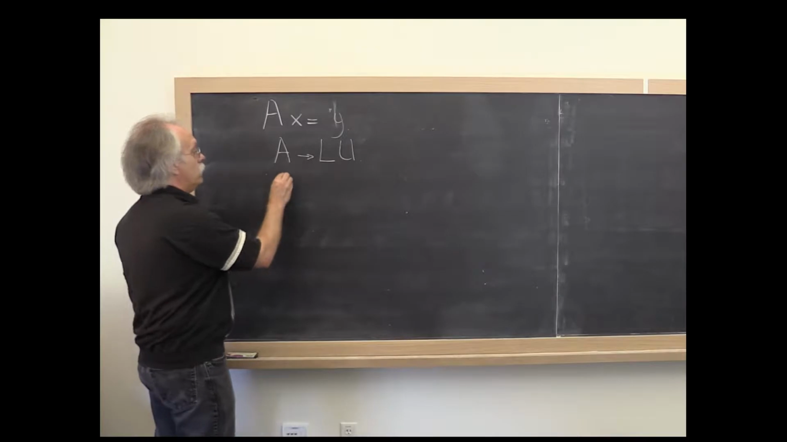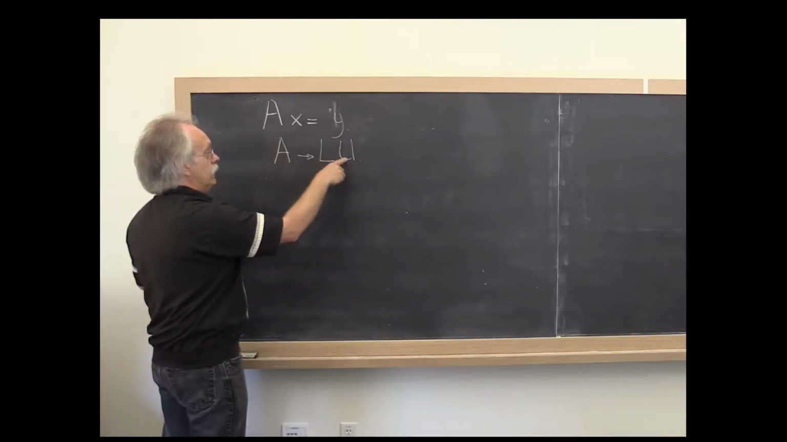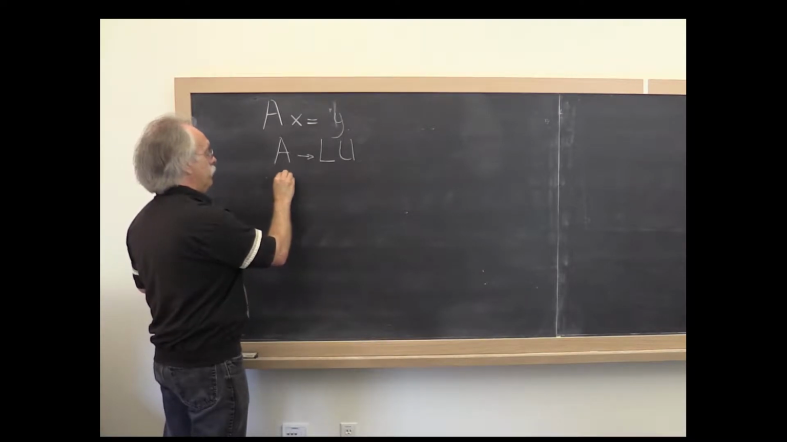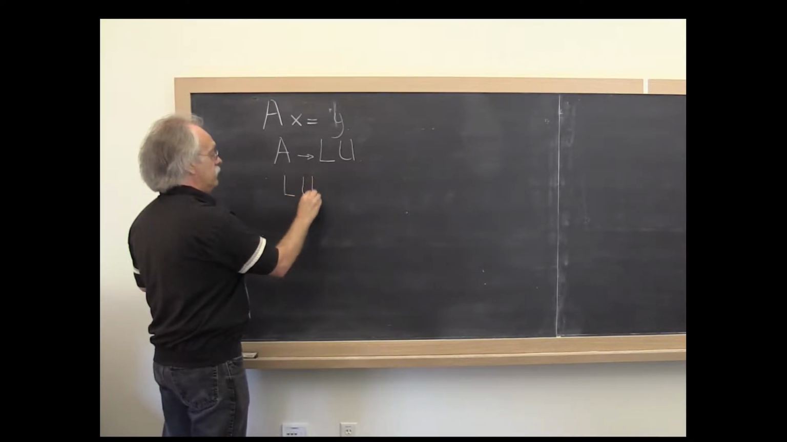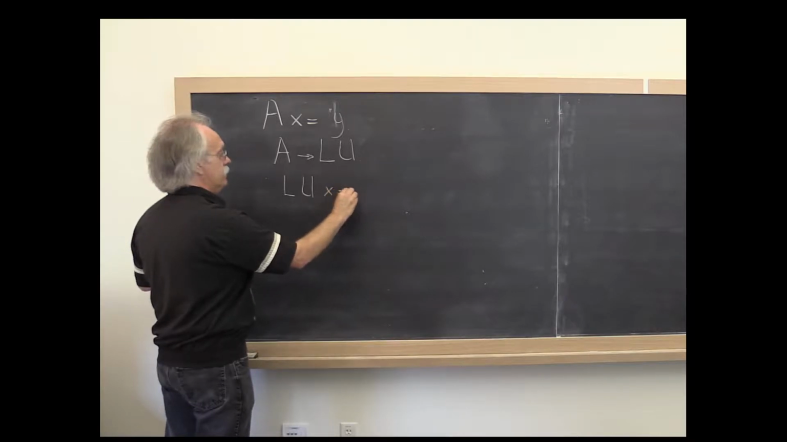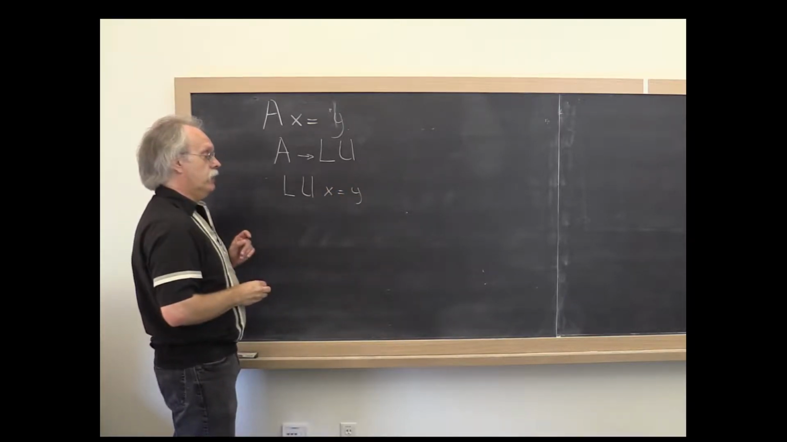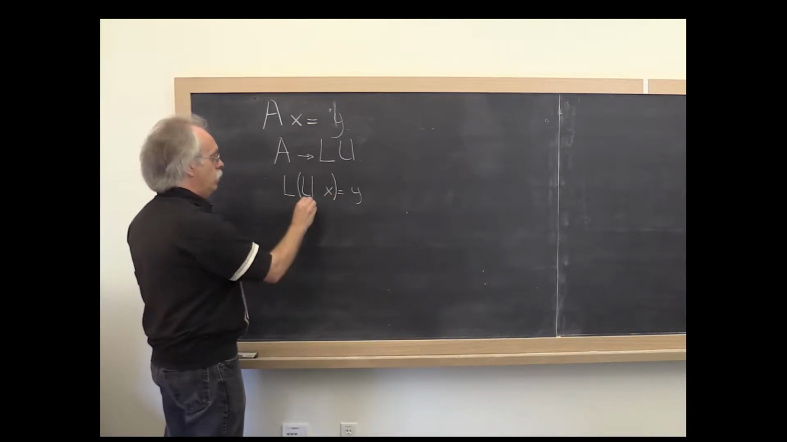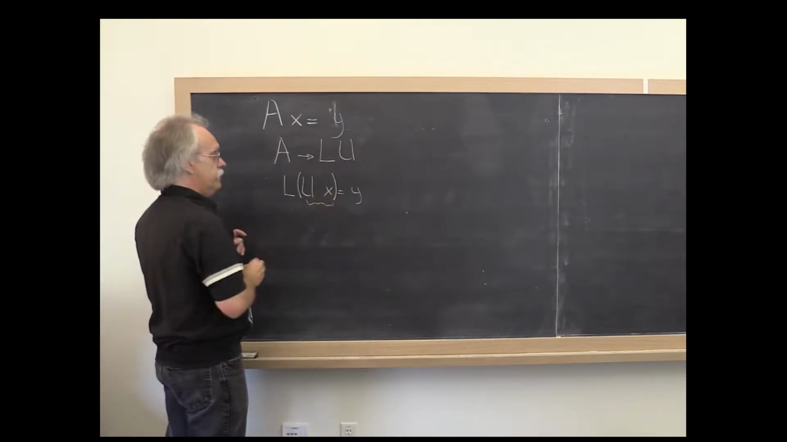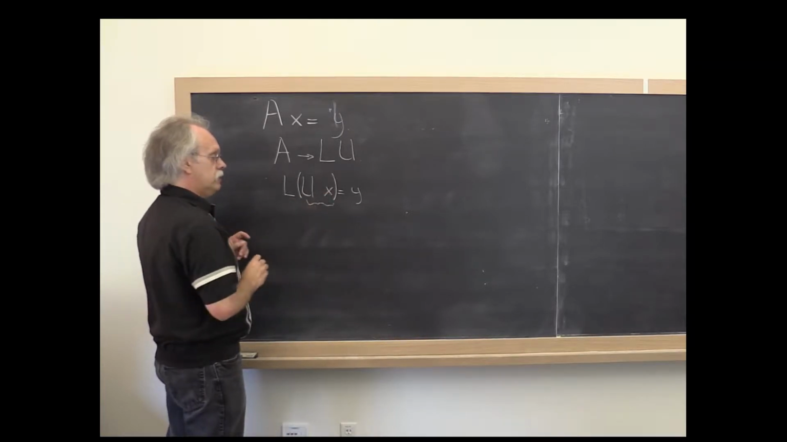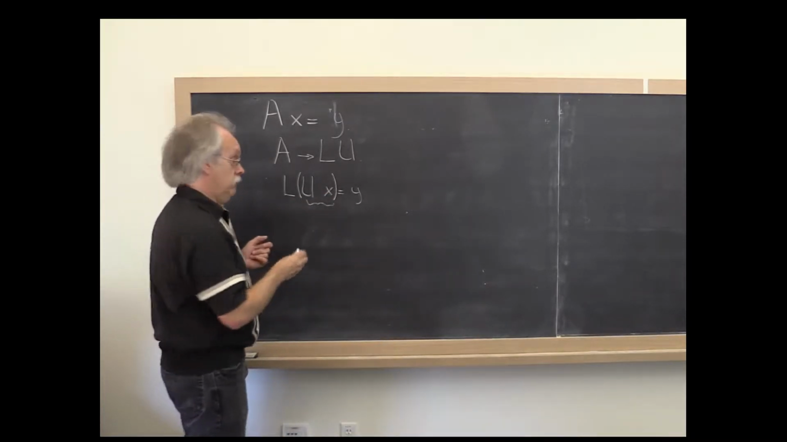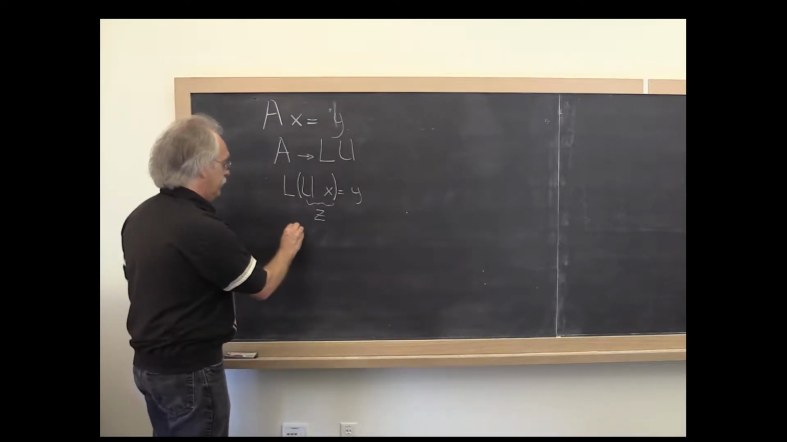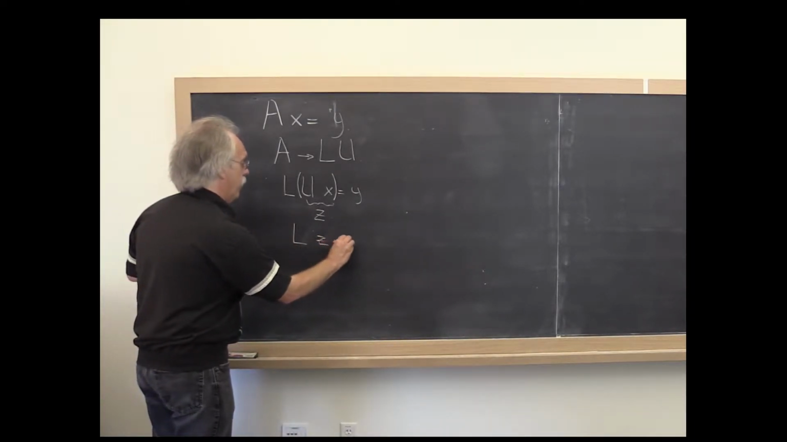How? Well, you know that A is equal to L times U, so you know that this set of equations really can be stated as L times U times X is equal to Y. You can then place some parentheses there, and you can say, well, I don't know what this vector is because I don't know what X is, but I can give it a name. Let's call it Z. And then you get that L times Z is equal to Y.